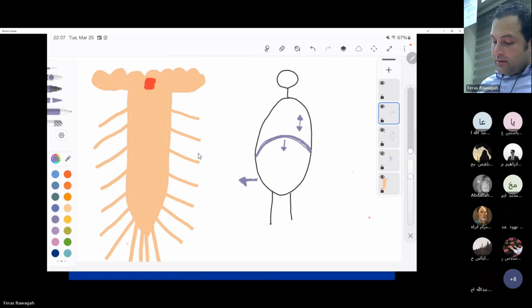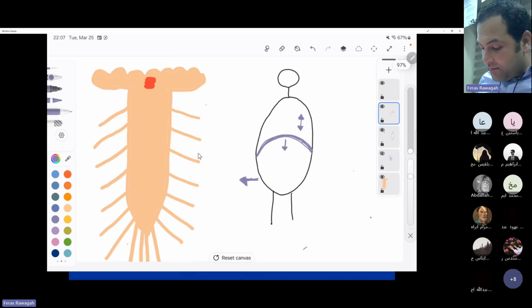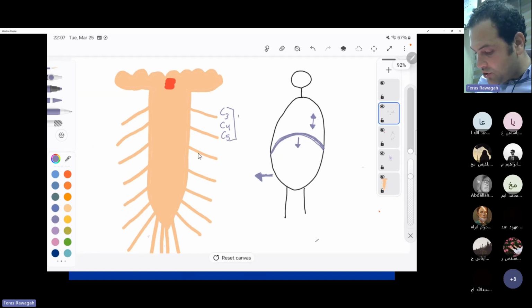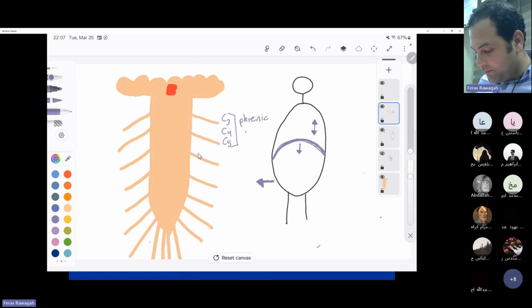What is the innervation of the diaphragm? It's the phrenic nerve. It comes from C3, C4, and C5. They form the phrenic nerve, which innervates the diaphragm.